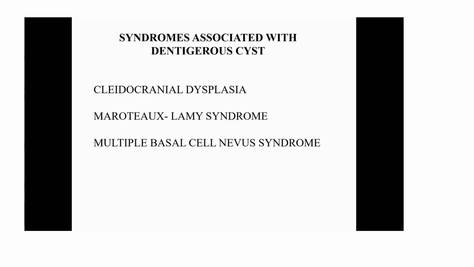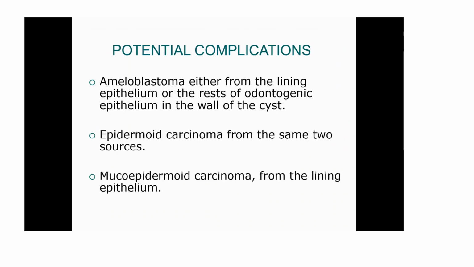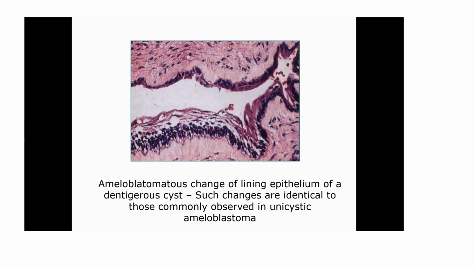Now, some syndromes which are associated with dentigerous cyst, again a viva question, are cleidocranial dysplasia, which I had mentioned before, Maroteaux-Lamy syndrome, and multiple basal cell nevus syndrome. Now, what are the possible complications associated with dentigerous cyst? First, ameloblastoma, either from the lining epithelium or the rests of odontogenic epithelium in the wall of the cyst. Epidermoid carcinoma from the same two sources, and mucoepidermoid carcinoma from the lining epithelium.